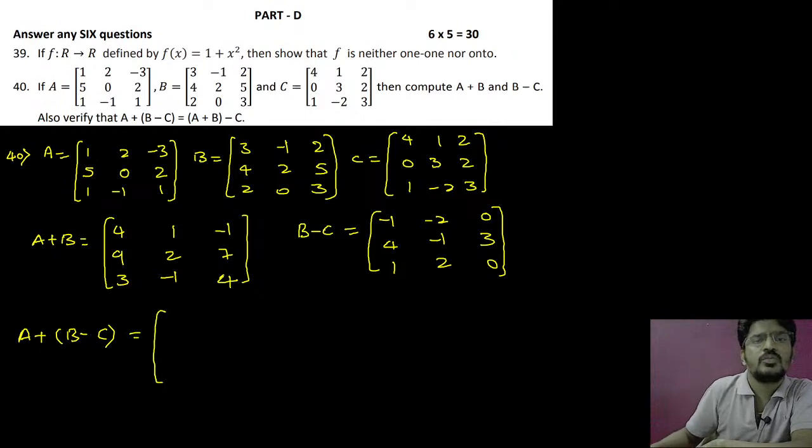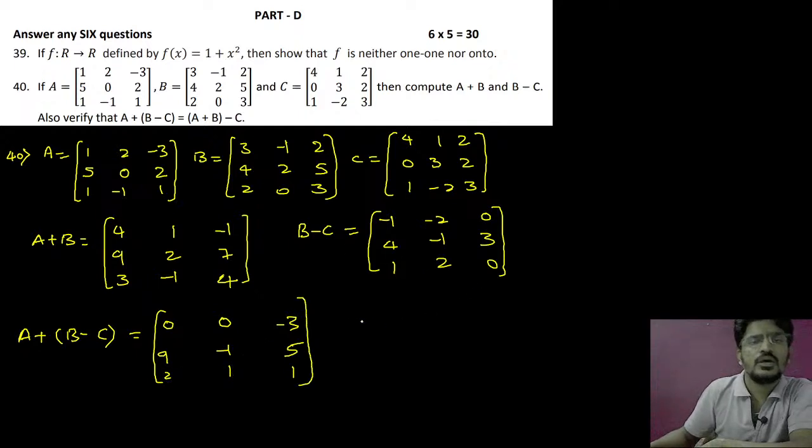1 plus minus 1 is 0, 2 plus minus 2 is 0, minus 3 plus 0 is minus 3, 5 plus 4 is 9, 0 plus minus 1 is minus 1, 2 plus 3 is 5, 1 plus 1 is 2, minus 1 plus 2 is 1, 1 plus 0 is 1.